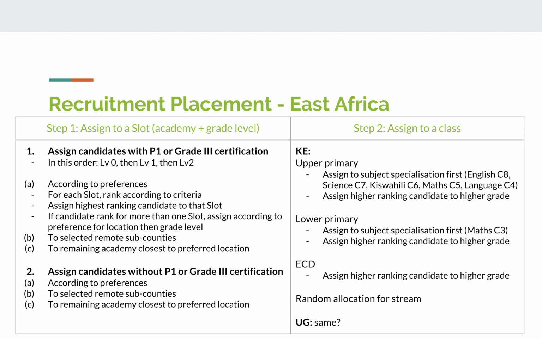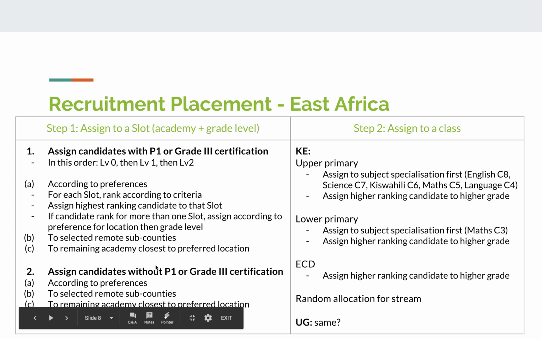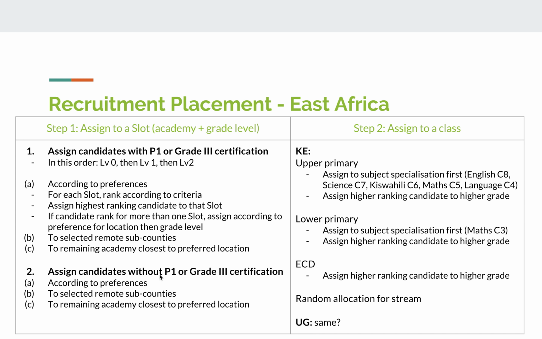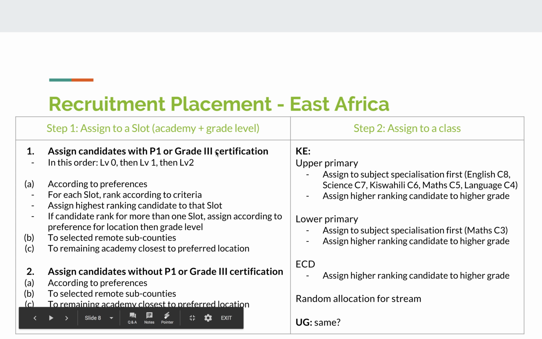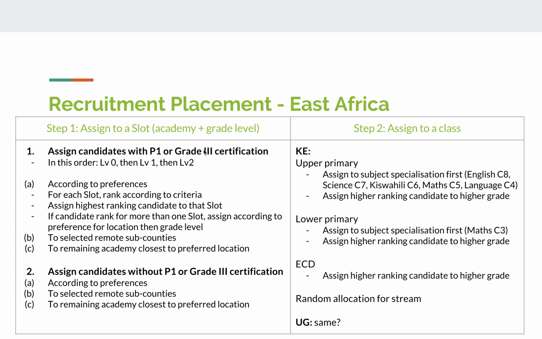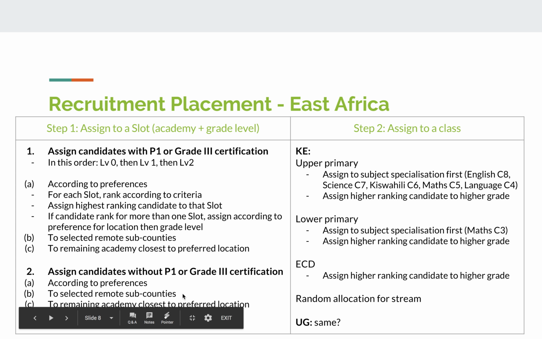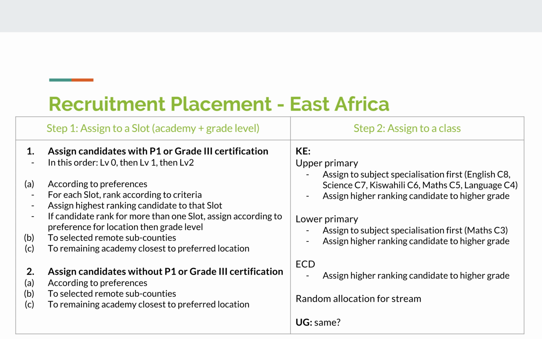So it depends, firstly, on whether they have a P1. If they don't have a P1 certification, they are still considered last, after the candidates who have the P1 certification. And then we are also considering them based on their preferred grade level and also on the ranking. So you were saying it's an ECD certified teacher who's ranking very high for upper primary.